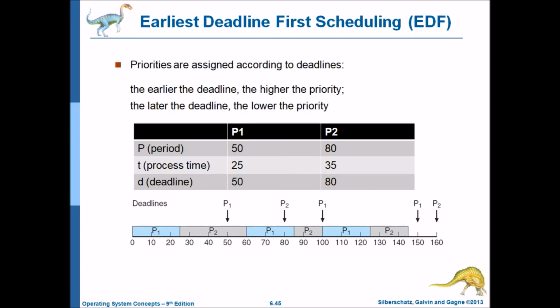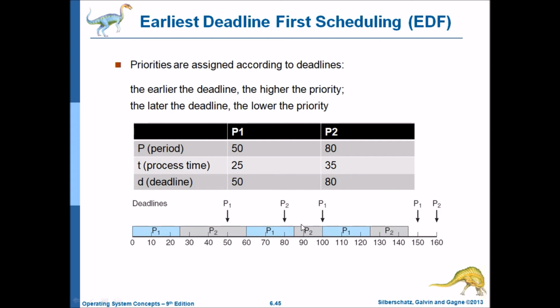Process P1 again begins running at time 60 and completes its second CPU burst at time 85, also meeting its second deadline at time 100. P2 is then preempted because P1 has an earlier deadline at time 150.